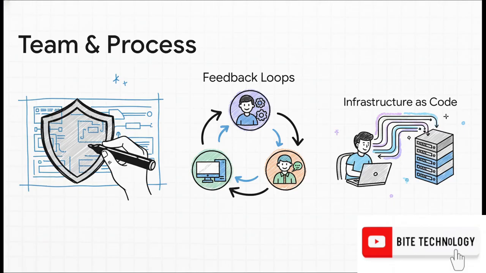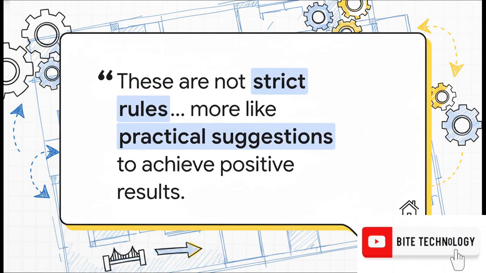But you know what might be the most important? Creating strong feedback loops. Communication is just key. It's how you make sure you're actually building the right thing for your users. And I think this quote really nails it. These aren't like strict, unbreakable laws. They're more like practical, battle-tested suggestions that help architects make good decisions and build better, more reliable systems.